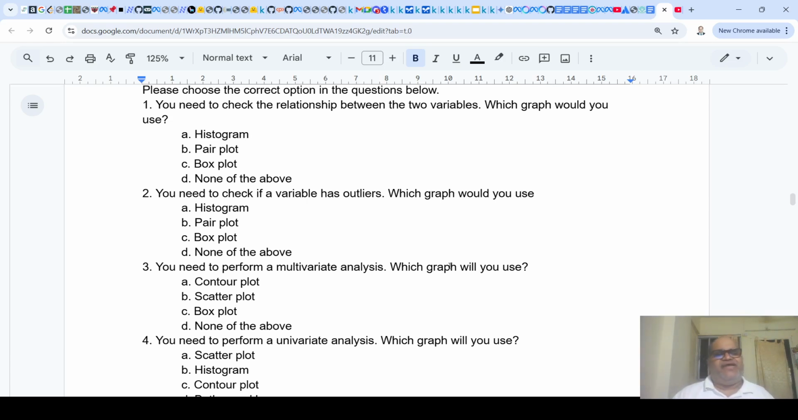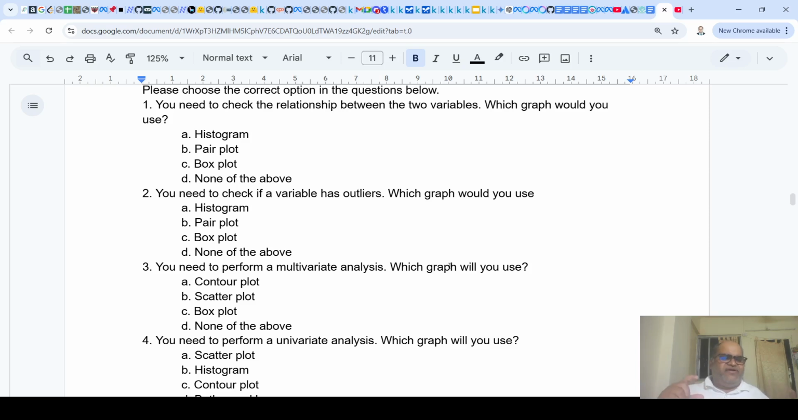So it could be more like MCQs, where there could be a few lines of question, like you need to check the relationship between two variables, right? So which graph or which tool will you use? As you know, for two variables, histogram and box plot will not be suitable, so you have to use a pair plot, right? The second question is saying that if you have to check for outliers, which one will be best?